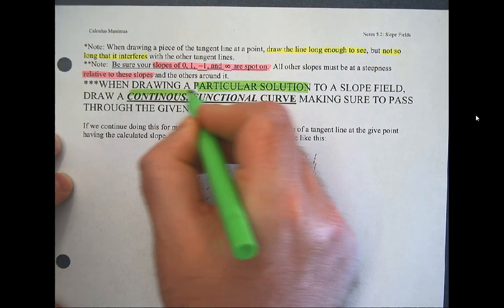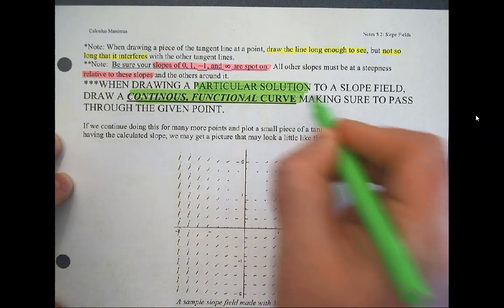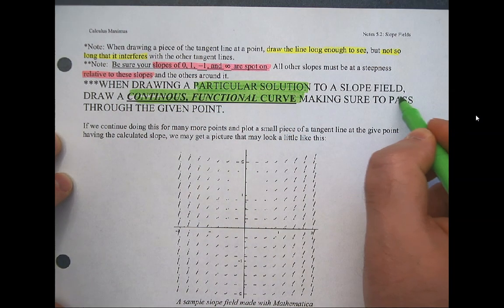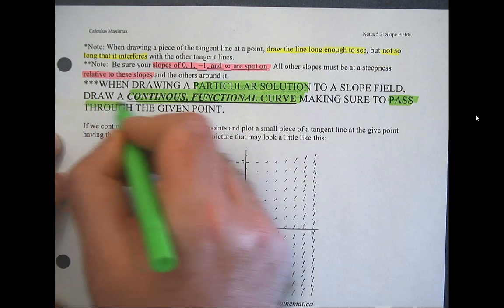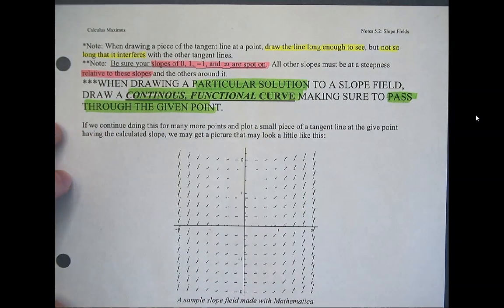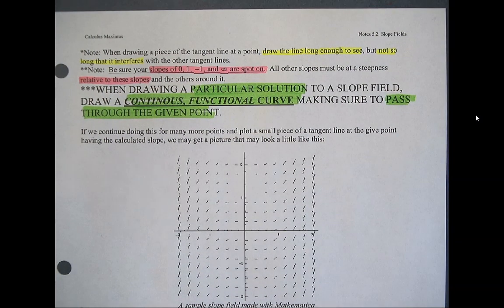And then when drawing a particular solution, you must have a continuous functional curve, and it has to pass through the given point. So you must hit the given y value, like I said in that last example.